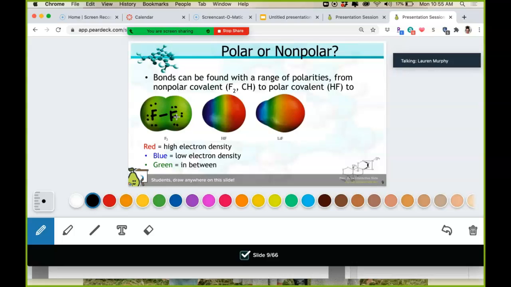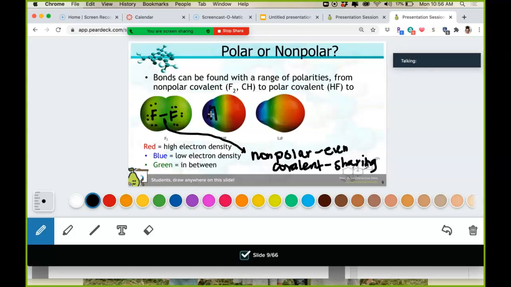So because of the even sharing of electrons, this is a non-polar, that means even, covalent sharing. The electrons are evenly shared, so this is a non-polar covalent bond. Even sharing of electrons. Now, let's look at HF.